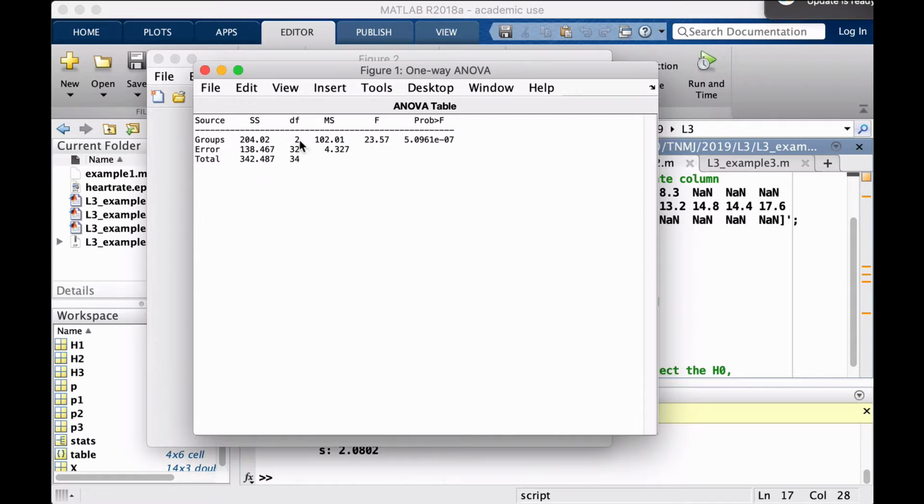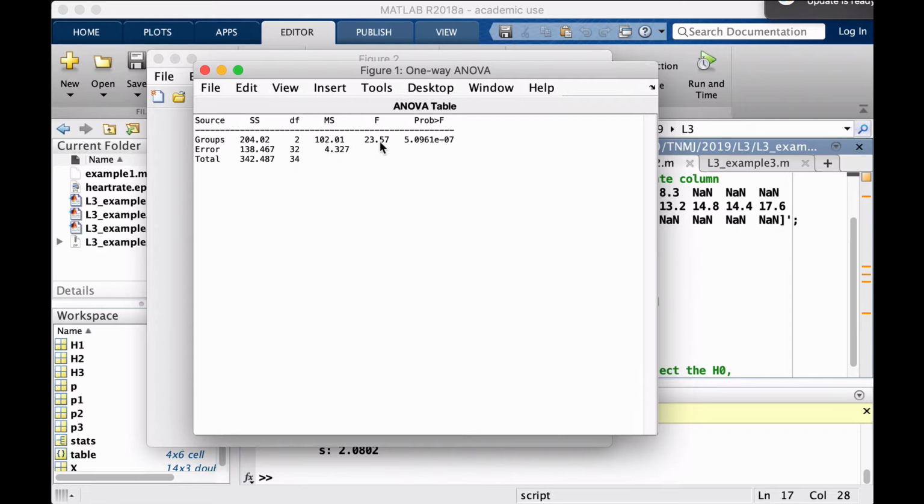Degrees of freedom are given, once again, it's k minus 1 for groups. So in this case, 3 minus 1. For the error, it's total number of observations minus k. So the result here is 32. And then the total is 34, so it's total number of observations minus 1. Since we had 35 observations, now it's 34. For the mean sum of squares, we basically divide the sum of squares by degrees of freedom. So it's a straightforward calculation. And then we have the F statistic, which is the ratio between these two. So we divide the group mean sum of squares by the within group mean sum of squares.